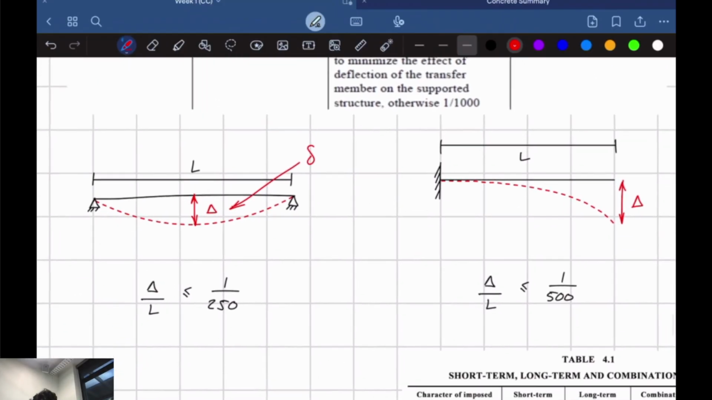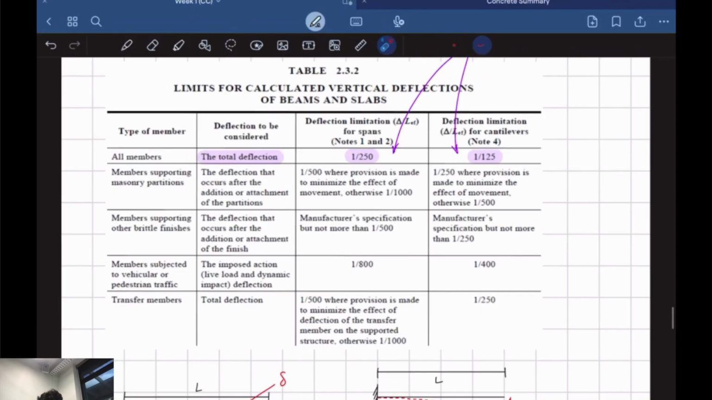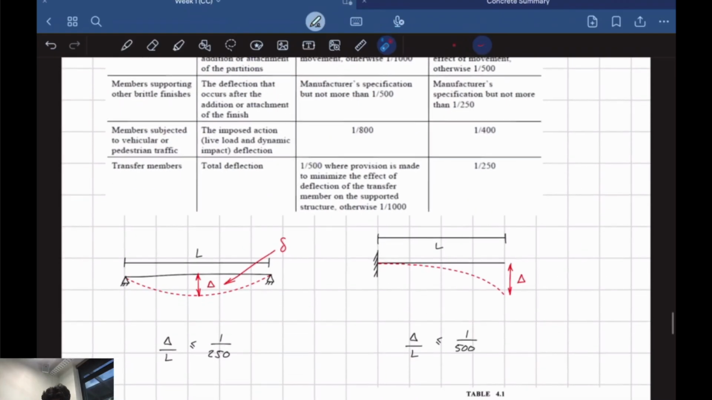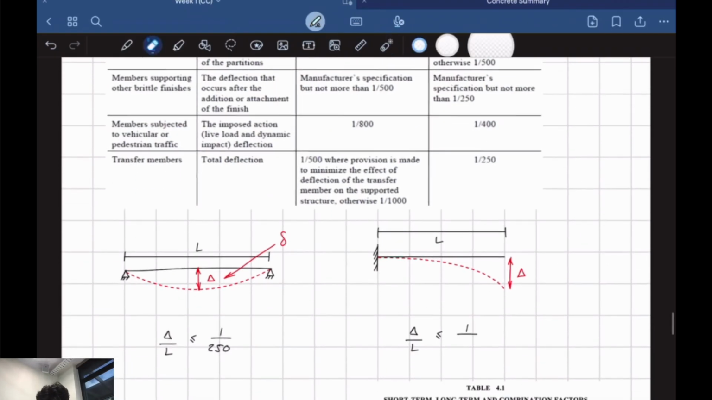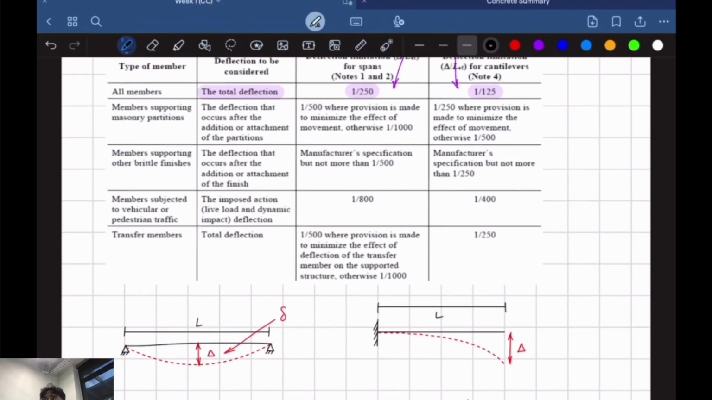Actually, yeah, that's right. In this course, we only cover the total deflection. So for spans, it's going to be 1/250. So anything for a simply supported beam or a continuous beam, we're going to follow span over 250. So that's going to be our maximum limit for deflection. For a cantilever over here, it's actually 1/125. I've got that wrong, 1/125. So pretty much you take span, the length of the member, divided by 125 or 250, that's going to be your maximum deflection limit.